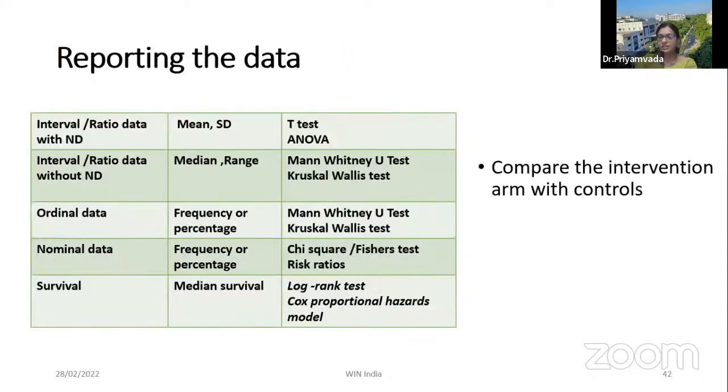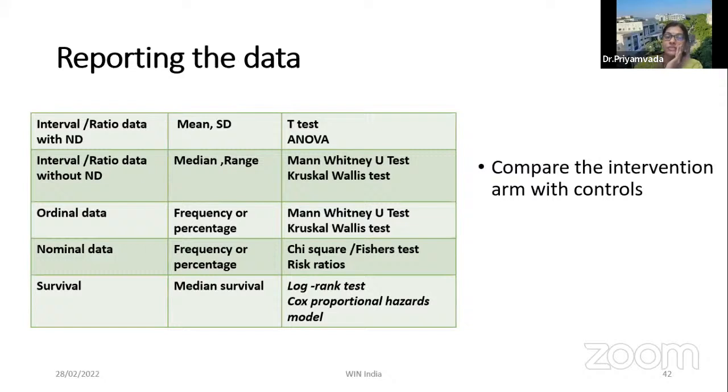Now, what are the statistical tests used to compare? Most of the time, the statistical testing is going to be straightforward. If your primary outcome is expressed in mean and standard deviation, you can use a t-test if it is 2 groups, or you can use an ANOVA if it is 3 groups. And if it is expressed as a median with the interquartile range, you can use a non-parametric test like Mann-Whitney U-test for 2 groups and a Kruskal-Wallis test if there are more than 2 groups.